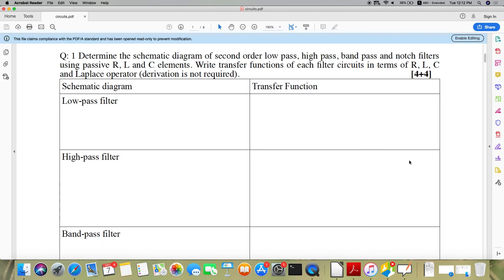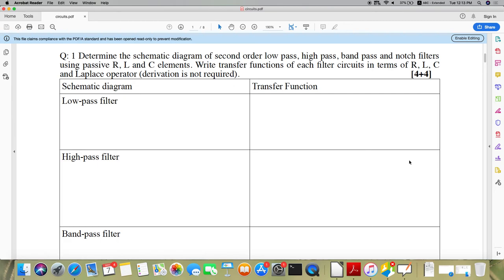But you can use only passive components R, L and C, and the marks will be given to those who are going to use the minimum number of R, L, C. Right? Like I can design a second order filter with 4 components, 8 components, but can you design everything with just 2 to 3 components? So what will be the schematic diagram for a low pass filter?